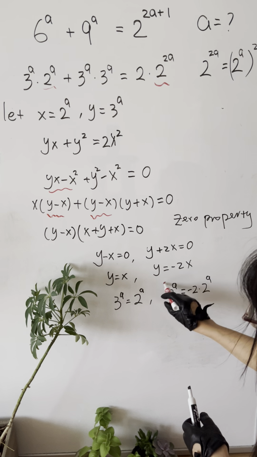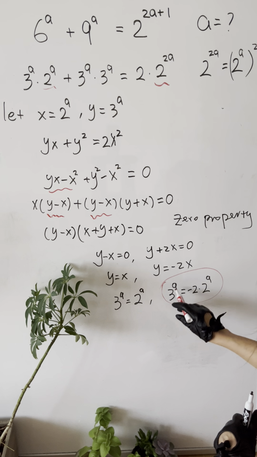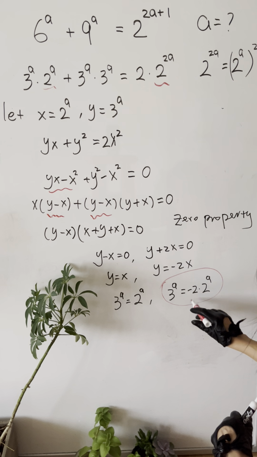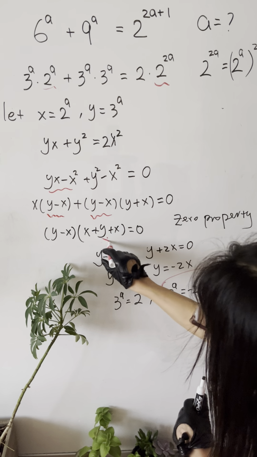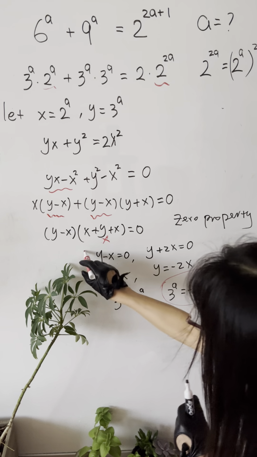Well, this one we can ignore because this can never be true. 3 raised to any number is positive, but this one is negative. So this means this factor will never be 0. All right, this factor will never be 0. So we only have this.